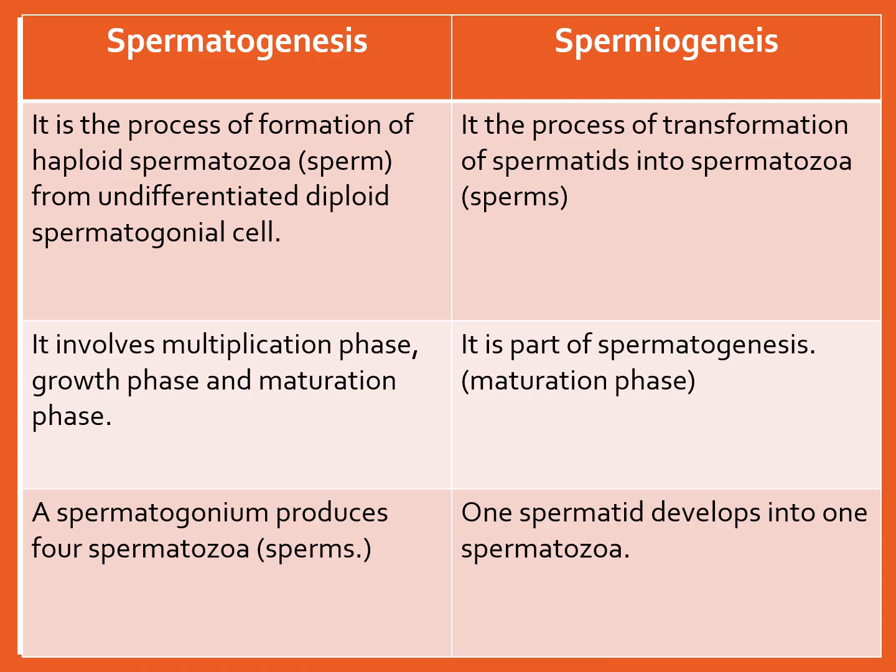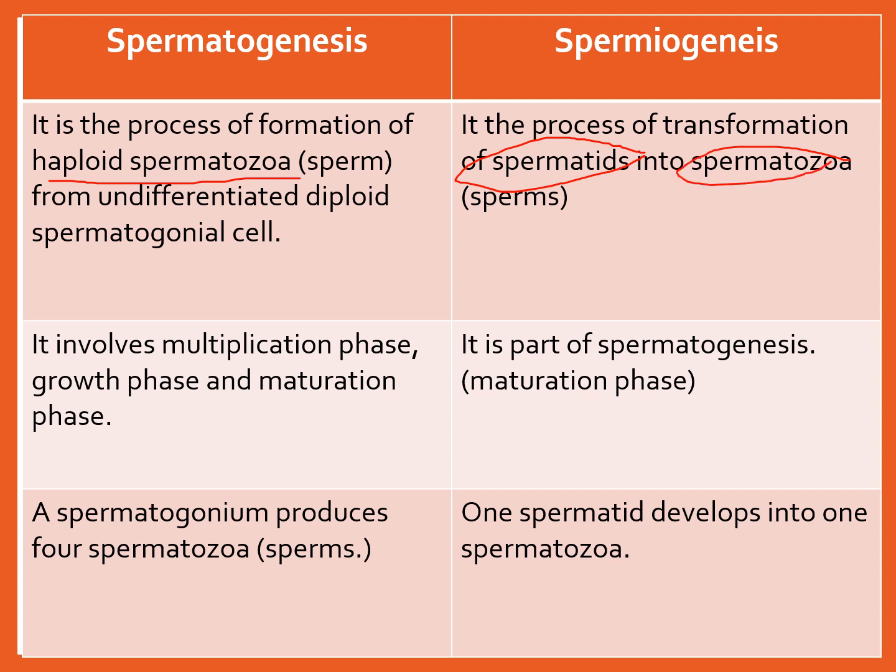Till now, we have understood the whole process of spermatogenesis. Let us now see what is the difference between spermatogenesis and spermiogenesis. Spermatogenesis is the process of formation of haploid spermatozoa from undifferentiated diploid spermatogonial cells, whereas spermiogenesis is the process of transformation of spermatids into spermatozoa. Here the spermatid changes into spermatozoa.